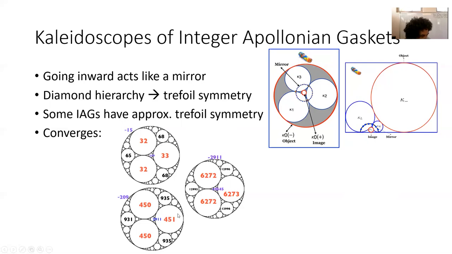So once again, this pattern continues to infinity. We can go inside this and find the smaller circle and find another curvature value of 2,911, put that on the outside of another integral Apollonian gasket, and find once again even larger numbers that are very close to each other that have almost trefoil symmetry.